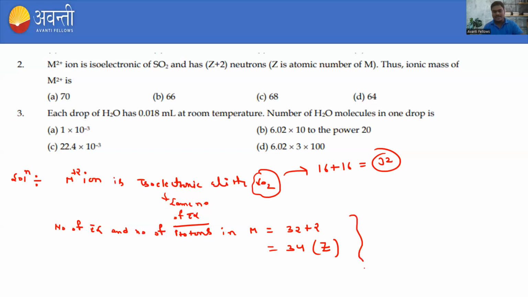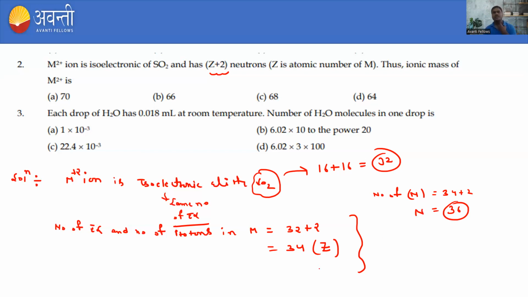Now if you get Z is equal to 34, what is the number of neutrons? How will you calculate the number of neutrons? It is 34 plus 2, because it is given that it has Z plus 2 neutrons. So if Z is equal to 34, plus 2, that is 36. So the number of neutrons is 36, and protons is 34.